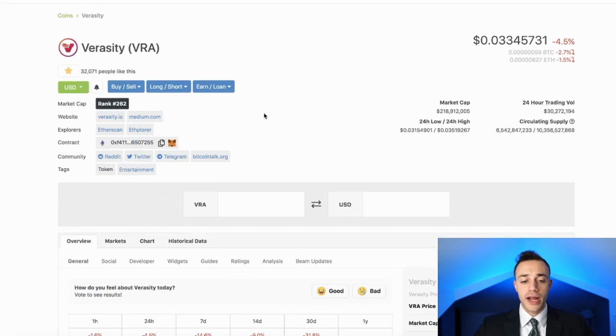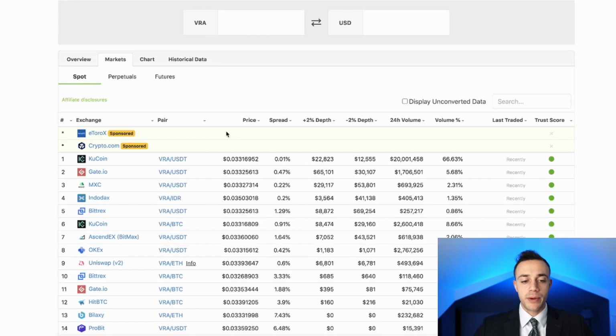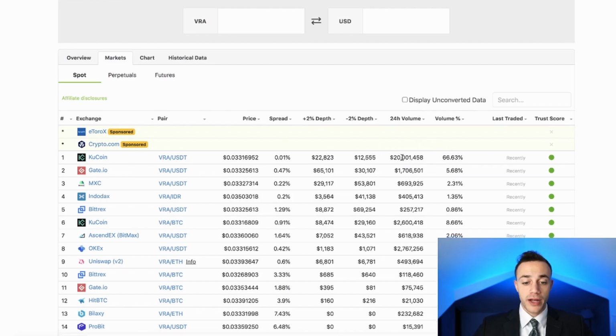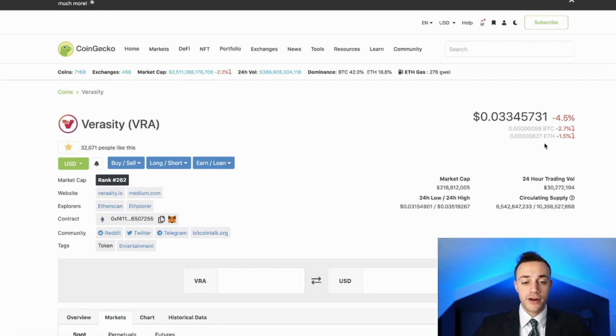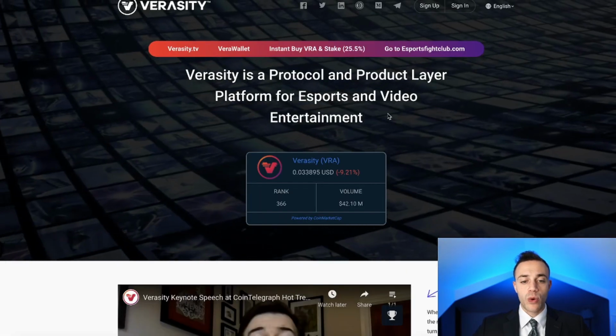And if you do want to get your hands on some VRA, the most common market it's traded on is the KuCoin exchange. We can see 66% of the overall volume of all VRA is on KuCoin. All right, so that's where I did get my VRA. I am personally invested in this project. And now moving on, let's take a look at the website.